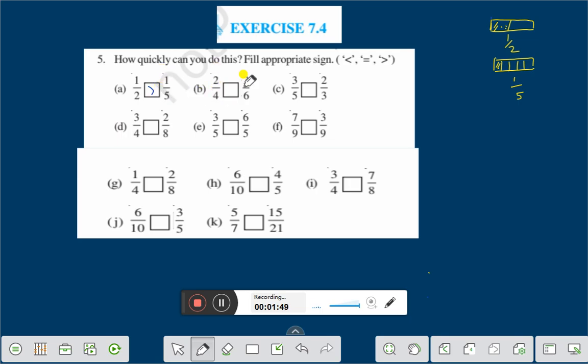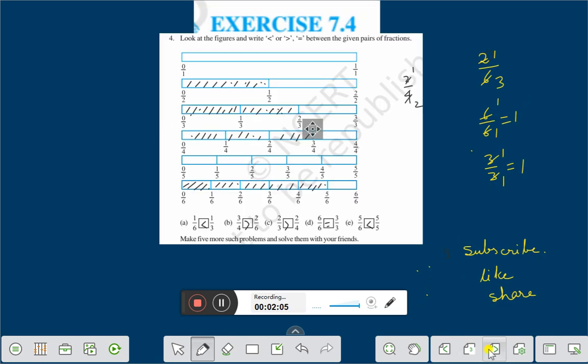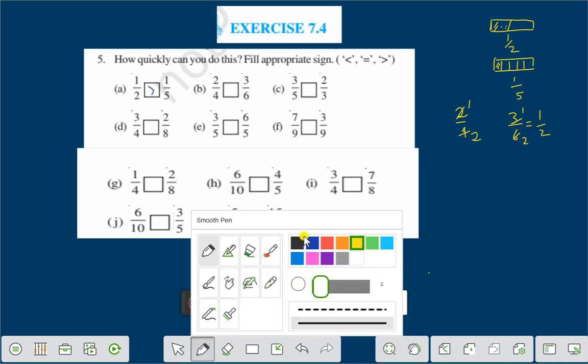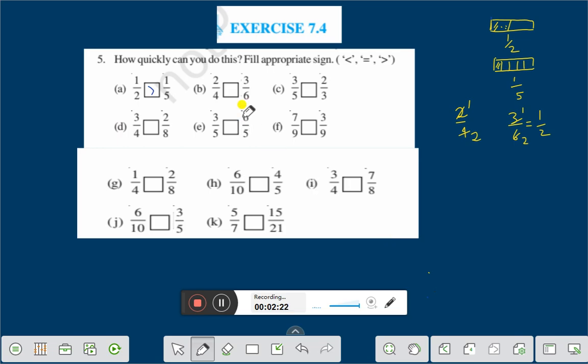Next one is 2 by 4 and 3 by 6. 2 by 4, if we change it into lowest terms, 2 ones are 2, 2 twos are 4, that is 1 by 2. And next one is 3 by 6, 3 ones are 3, 3 twos are 6, that is also 1 by 2. Therefore, we can say that both the fractions are the same, so you can write equal to.